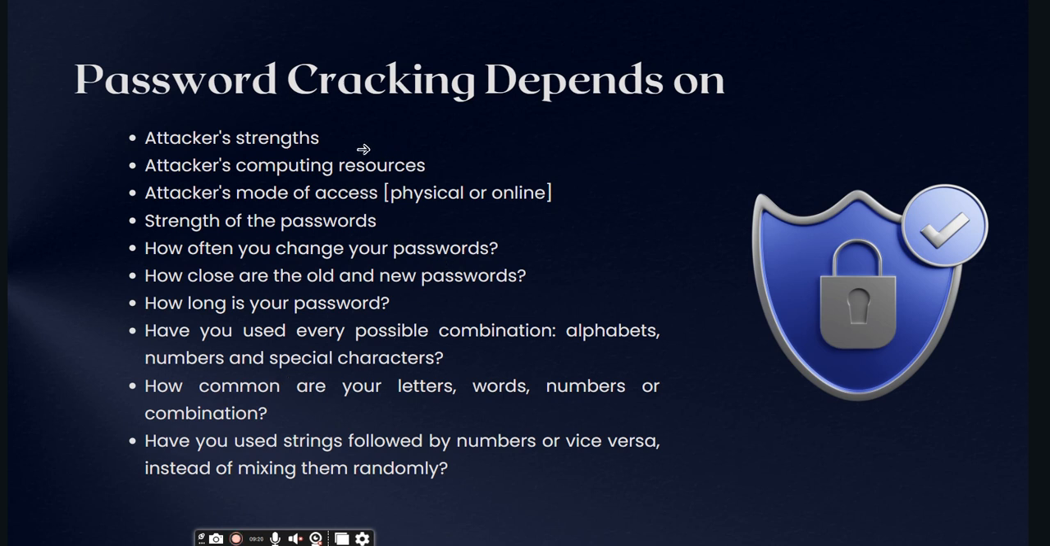Password cracking depends on things which have an effect on the attacker's strength to succeed in password cracking. Attackers' computing resources: the more powerful and extensive the attacker's computing resources, the faster they can attempt password cracking techniques. Attacker's mode of access: depending on whether the attacker has physical or online access to the system, their approach and potential attack vectors may vary. Strengths of the passwords: strong passwords that are complex and difficult to guess or crack increase the level of protection against attackers.